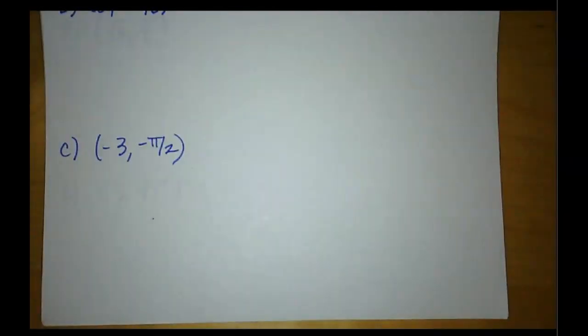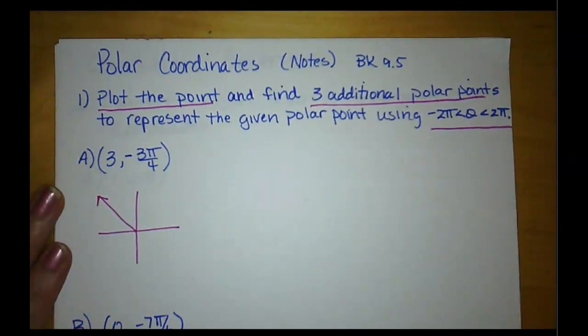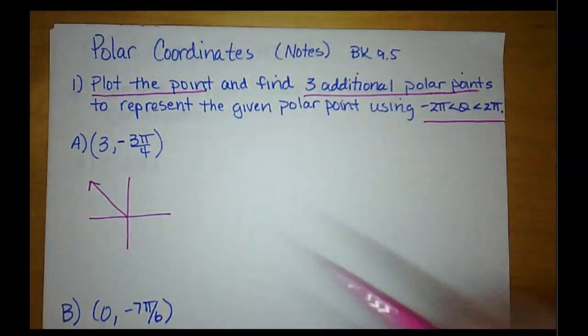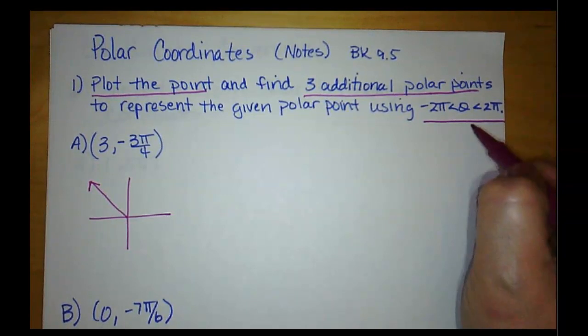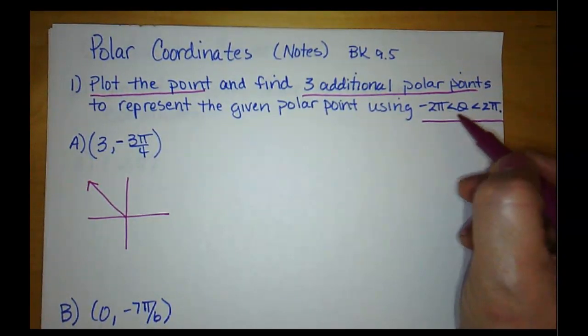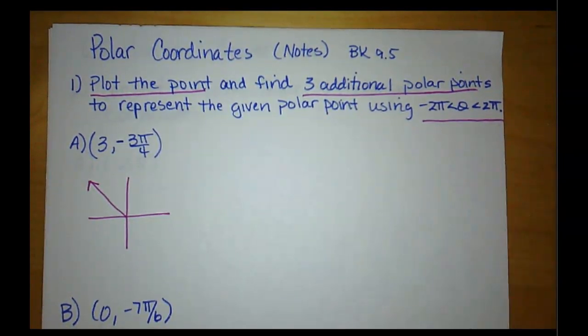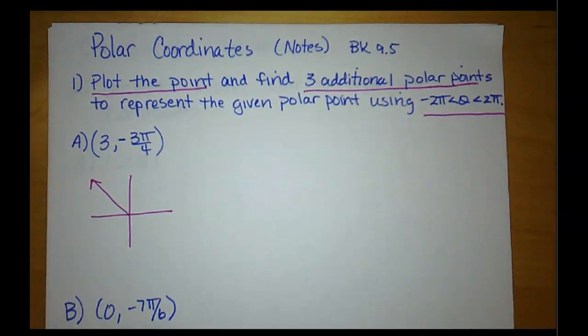Okay, so let's work through some problems. So in this first set, we're going to, 1, plot the point and find 3 additional polar points, and we're going to be representing those polar points between -2 pi and +2 pi. Technically, there's an infinite number of points that could be represented here because you could keep going around your circle multiple times and it wouldn't be a big deal at all.